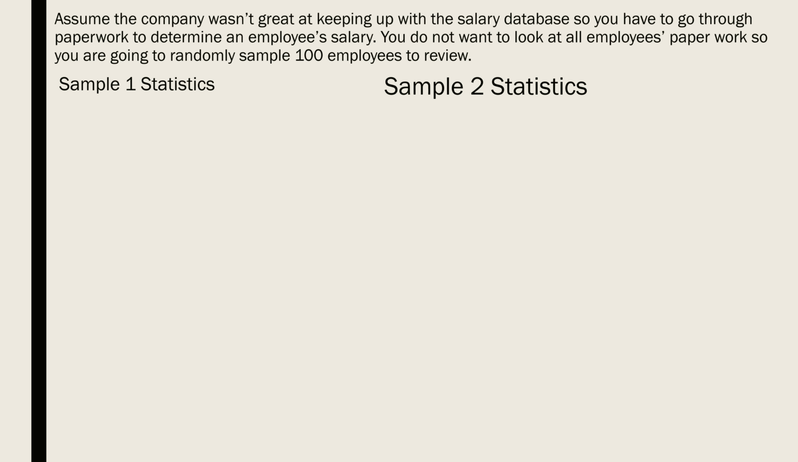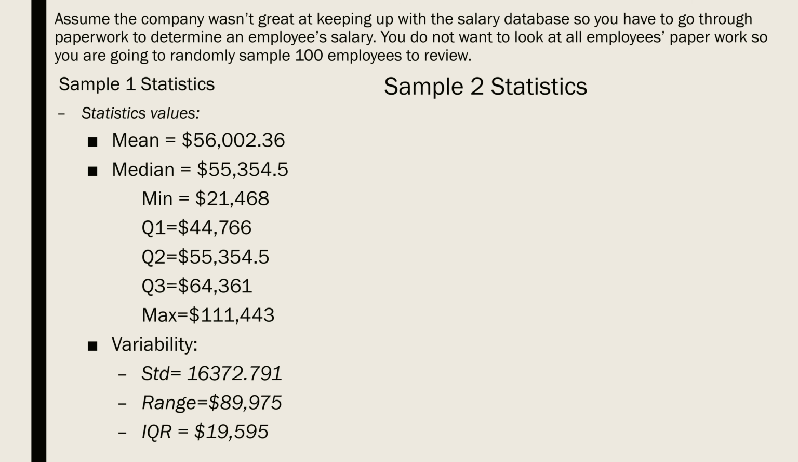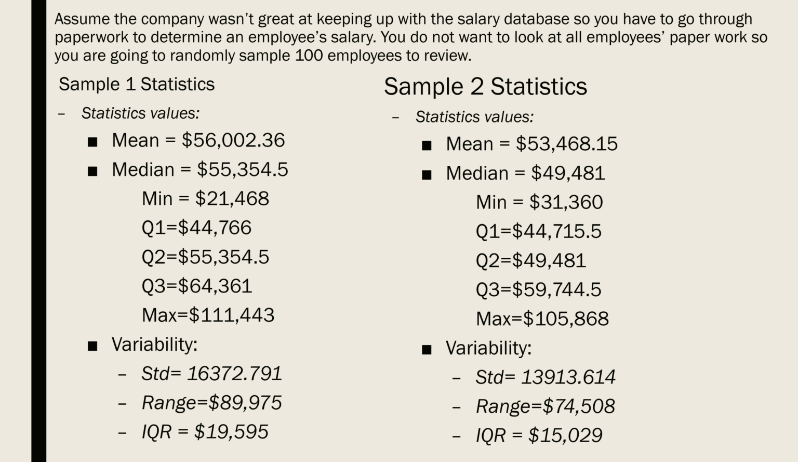Assume the company wasn't great at keeping up the salary database, so you have to go through paperwork to determine an employee's salary. You don't want to look at all employees' paperwork, so you are going to randomly sample 100 employees to review. Here is how sample 1 looks, and here is how sample 2 may look.